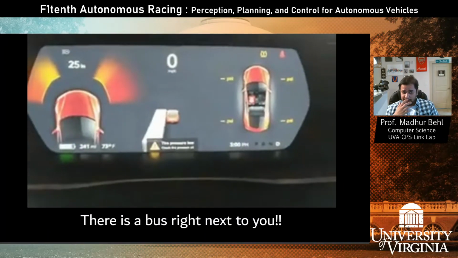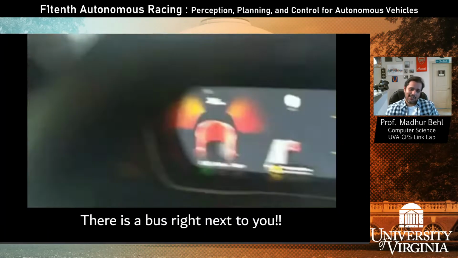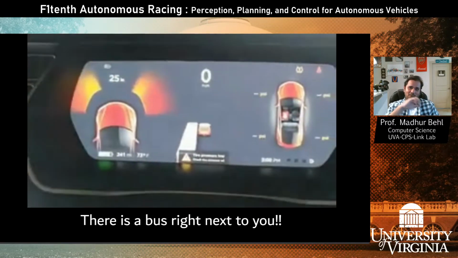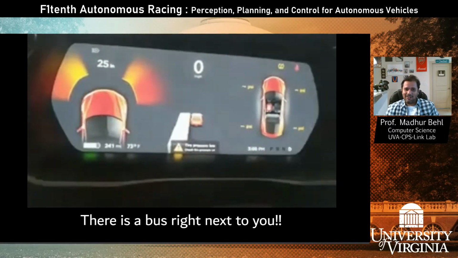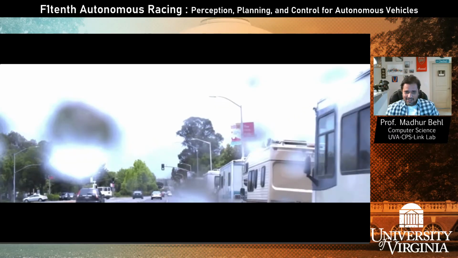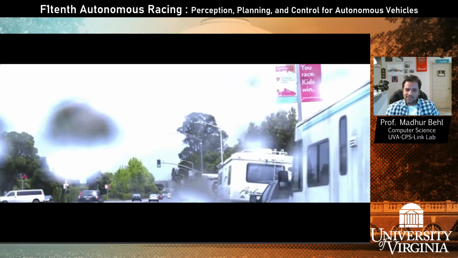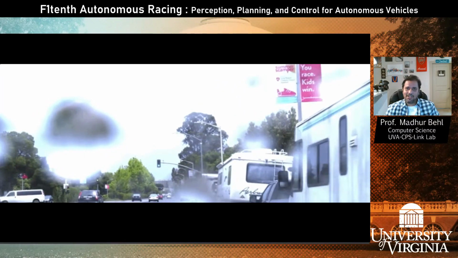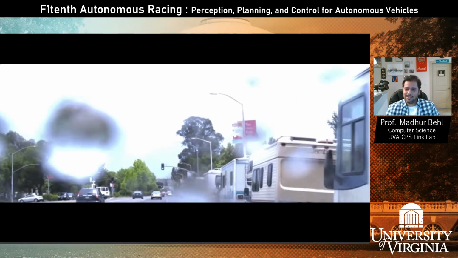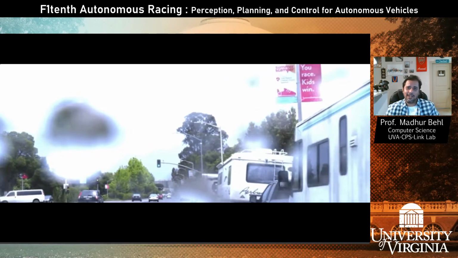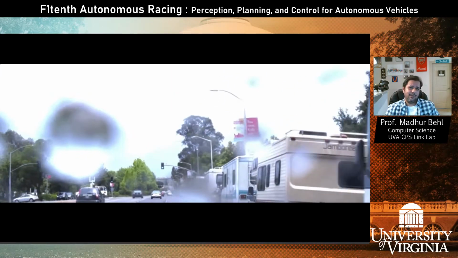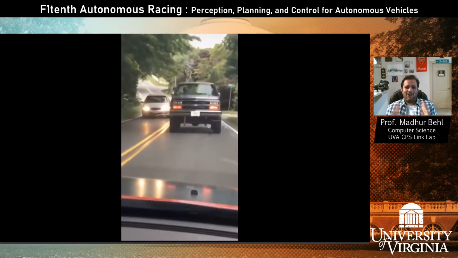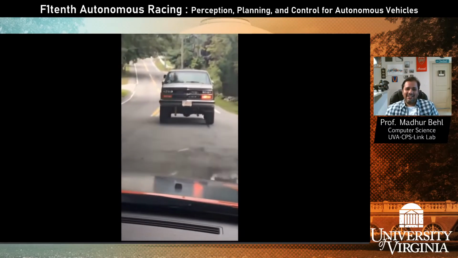Here's a car which is complaining that you are too close to a bus, but you are just parked in your garage. And maybe the doors of the washer and the dryer kind of look like the wheels of the bus, I'm guessing. What do you do for this, right? You need a plan B, or you need a way to clean your cameras and your perception sensors because the real world is messy. And this is just one example of the kind of messiness you have to deal with when you drive.